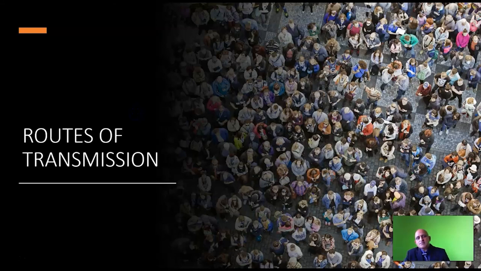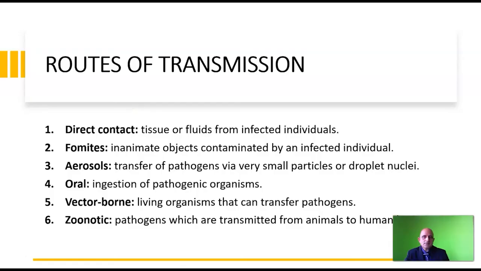Routes of transmission. There are 6 basic routes of transmission. The first route of transmission involves direct contact with tissues or fluids from infected individuals. The second route of transmission relies on fomites. Fomites are inanimate objects contaminated by an infected individual. These can include surfaces such as doorknobs, toilet seats, tables, and other surfaces which have the potential to attract pathogens.